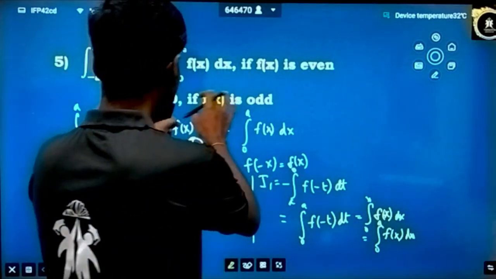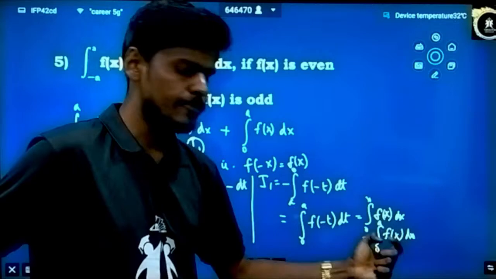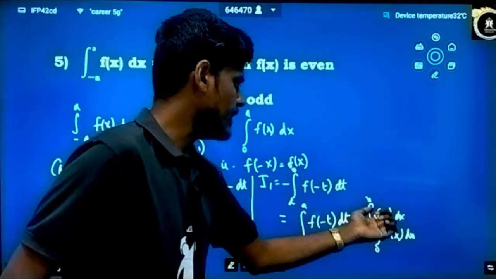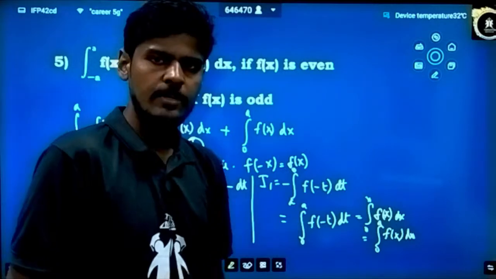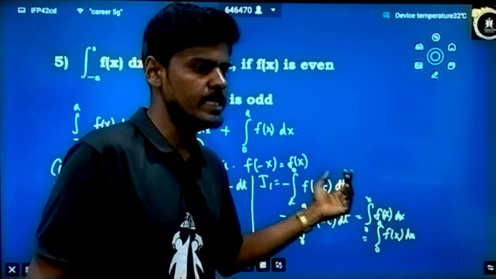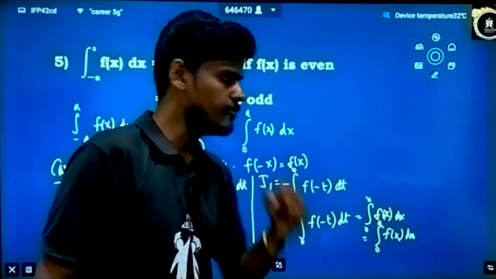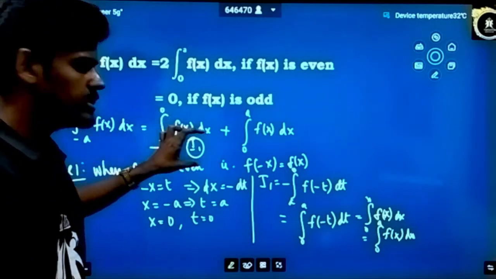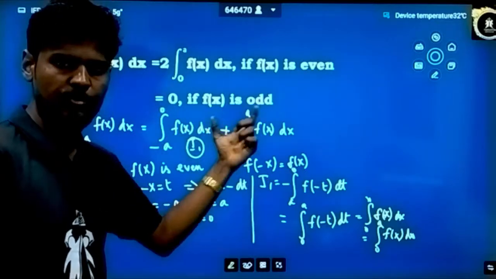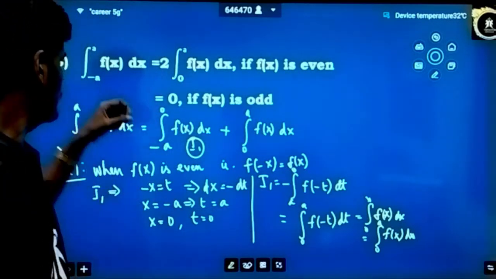Now the proof for this second case is also the same. Instead of f of minus x equal to f of x, we will substitute f of minus x is equal to minus of f of x. Then what will we get? When f of minus x is equal to minus of f of x, we will get this value as minus integral 0 to a f of x. That means this total integral will become minus some value plus some value. Both will get cancelled out. Answer will be 0. That is the proof for this.